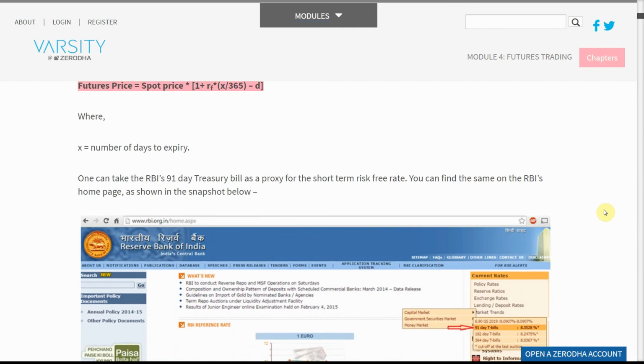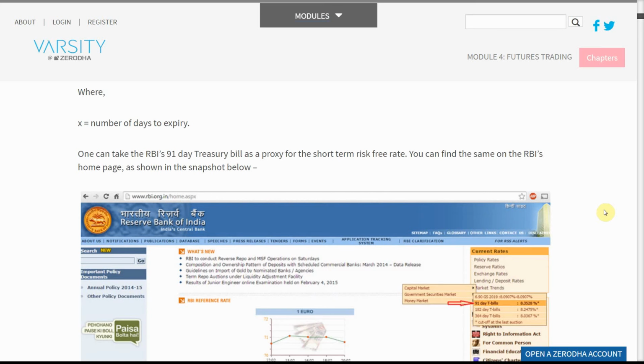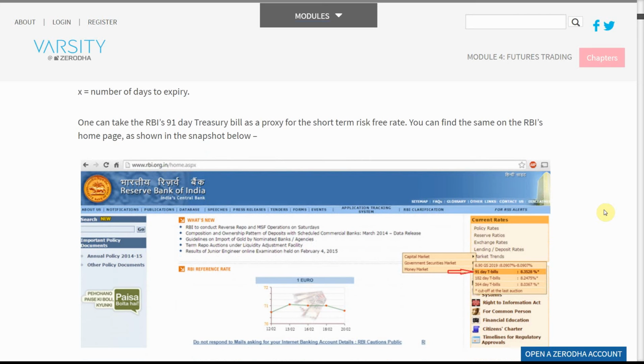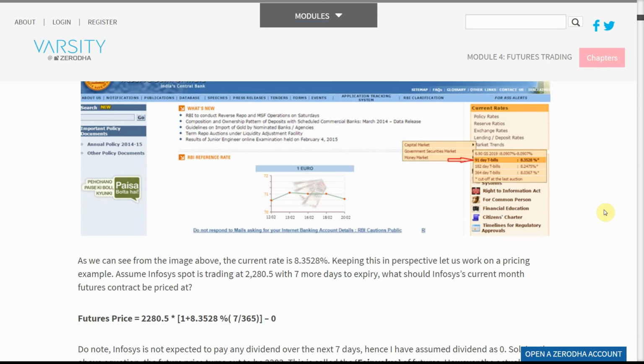One can take the RBI's 91-day Treasury bill as a proxy for the short-term risk-free rate. You can find the same on the RBI's homepage, as shown in the snapshot below. As we can see from the image above, the current rate is 8.3528%. Keeping this in perspective, let us work on a pricing example. Assume Infosys spot is trading at 2,280.5 with 7 more days to expiry. What should Infosys' current month futures contract be priced at?